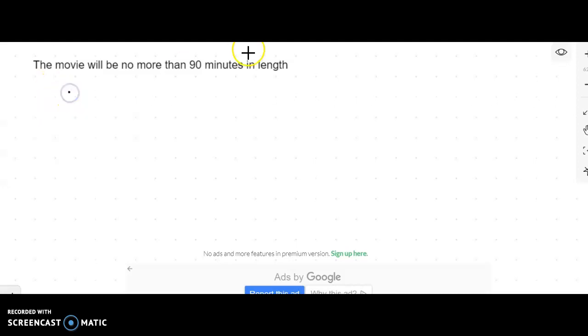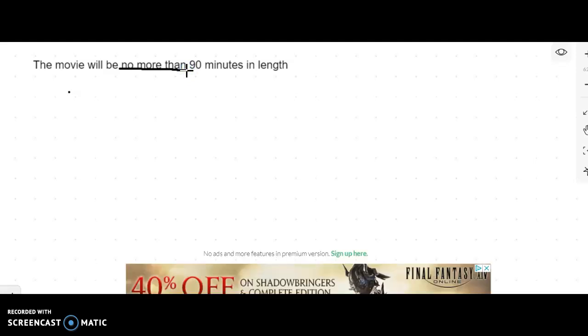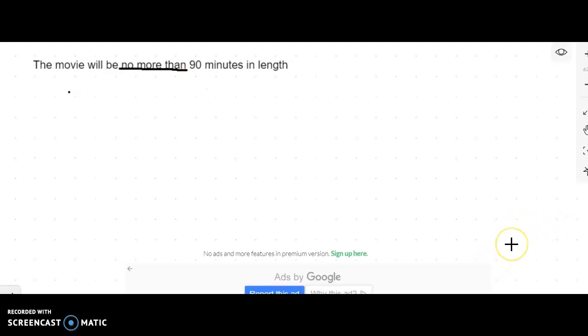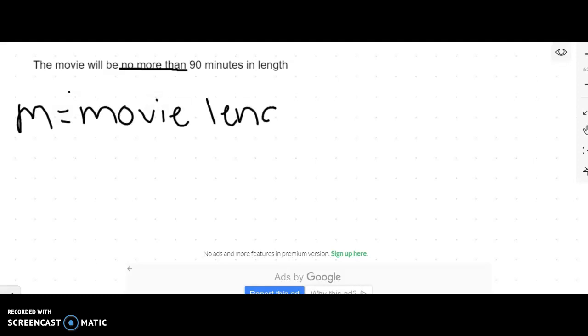Okay, so our first problem here is: the movie will be no more than 90 minutes in length. So first thing I want you to do is underline the important words here. The really key words are going to tell us what is going on here. So it says the movie will be no more than, that's a dead giveaway as to what the inequality is going to look like. But first, we have to define a variable. So since we're talking about a movie, I'm just going to put m equals movie length.